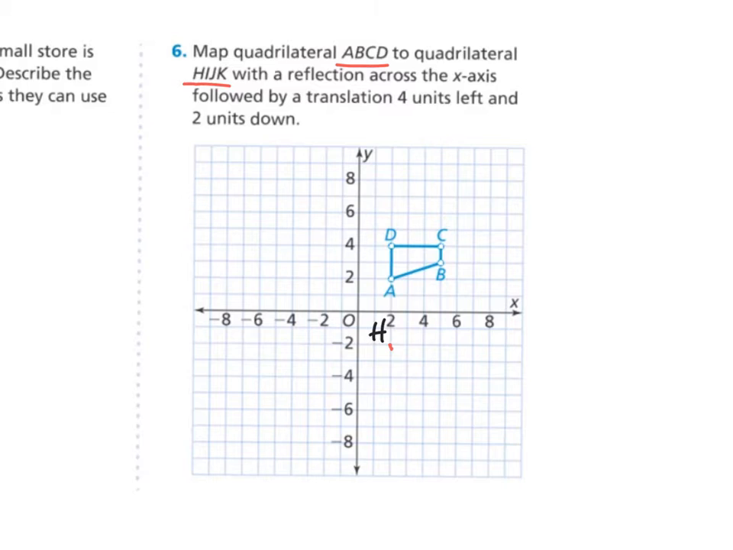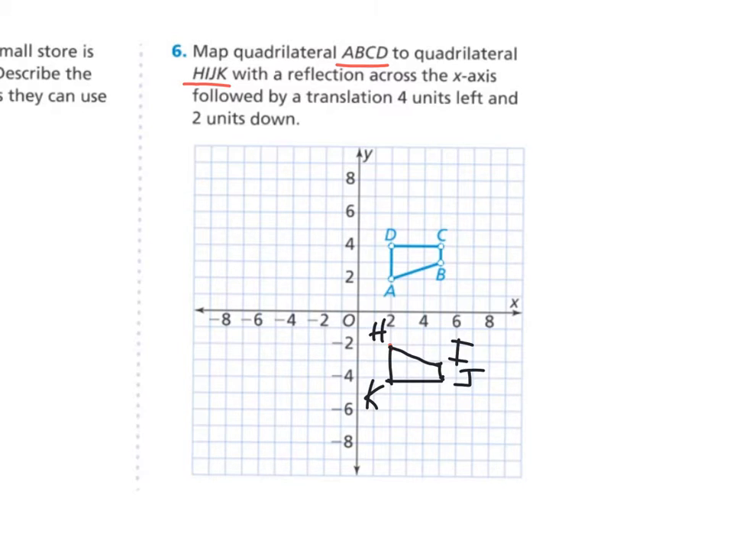B was 3 above, it would go 3 below, and that'll change to I. C would be 1 unit below that, which is going to be J. Not sure why they're changing letters here, but and then D is going to go 2 below, and that'll be K now. And then after we do our other stuff here, we'll just call it H prime, I prime, J prime, K prime, just to distinguish it.